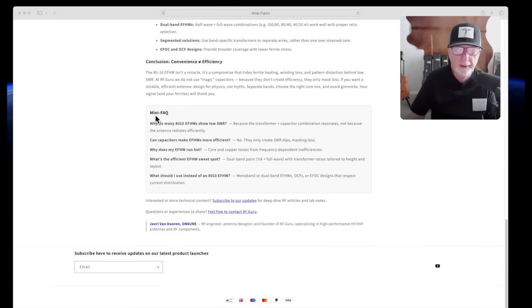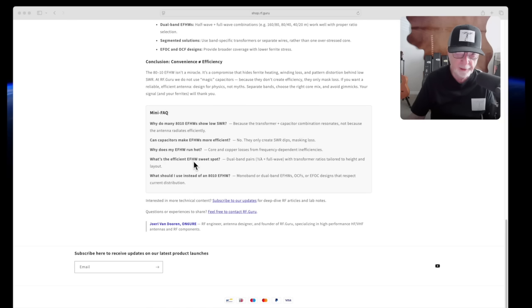And finally, the mini FAQ. Why do many 80-10 end-fed half-waves show low SWR? Because transformer plus capacitor combinations resonate, not because the antenna radiates efficiently. Can capacitors make end-fed half-waves more efficient? No. They only create SWR dips, masking loss. Why does my end-fed half-wave run hot? Core and copper losses from frequency-dependent inefficiencies.